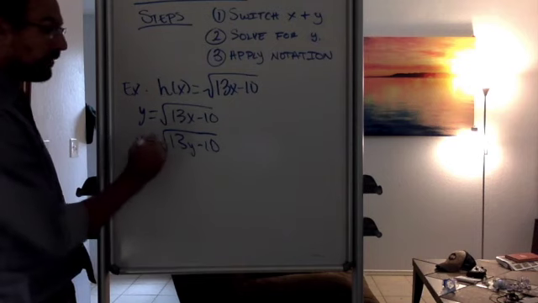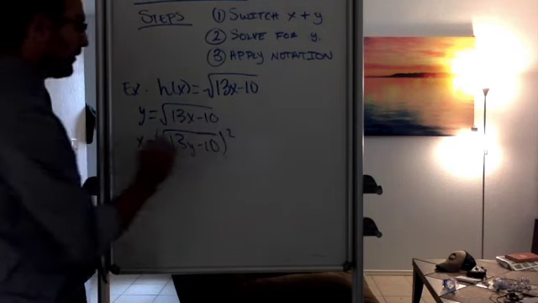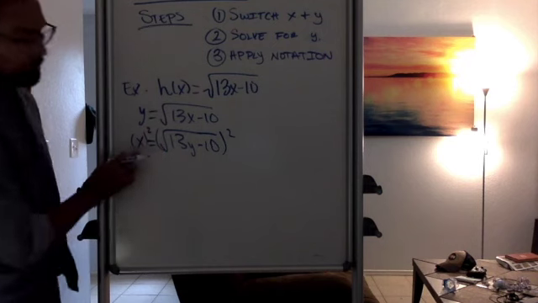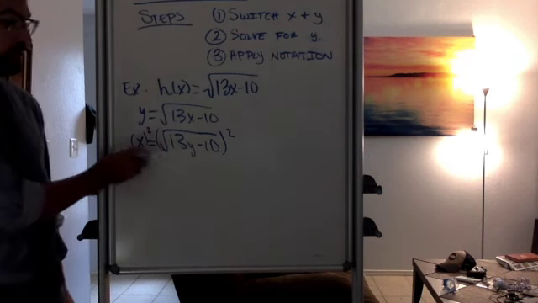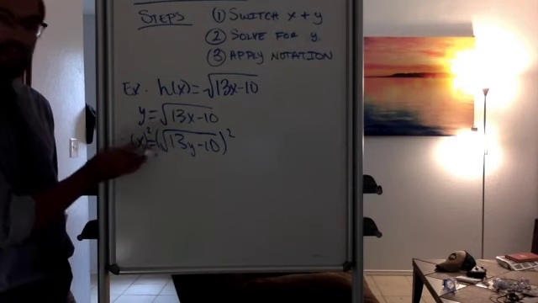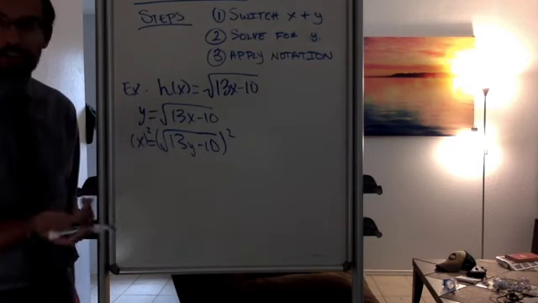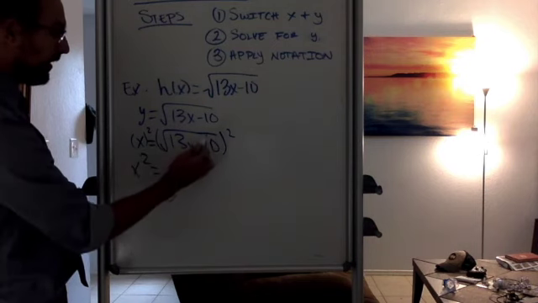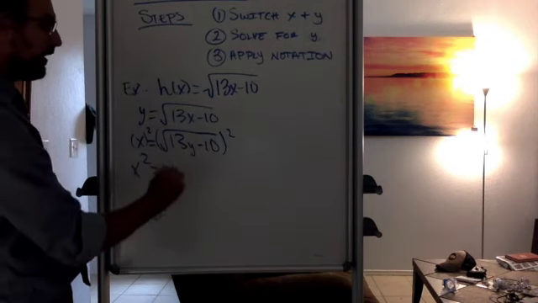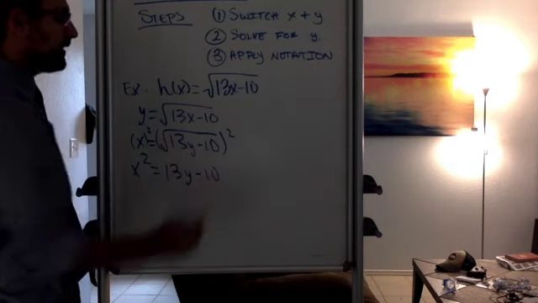I'm trying to get rid of a square root, so I'm going to go ahead and square both sides. And although we don't have to put parentheses over here, because it's just x by itself, it helps to get into the habit of that. I'm squaring everything on the left. Right now it's just x. So I'm left with x squared equals, and then the square and the square root cancel each other out, and leave me with 13y minus 10.